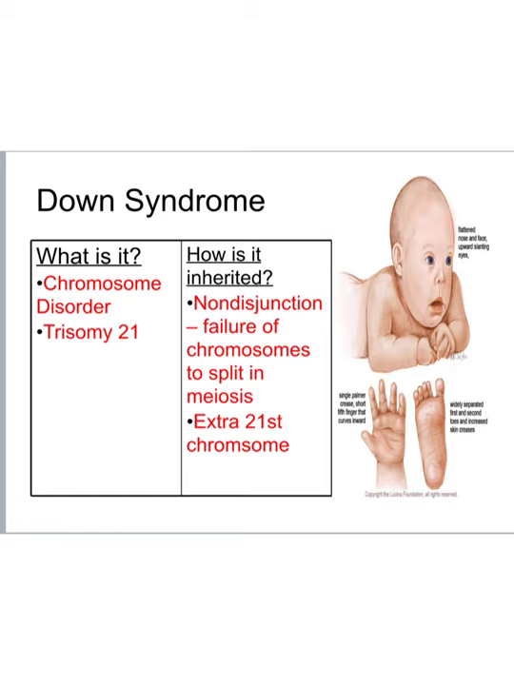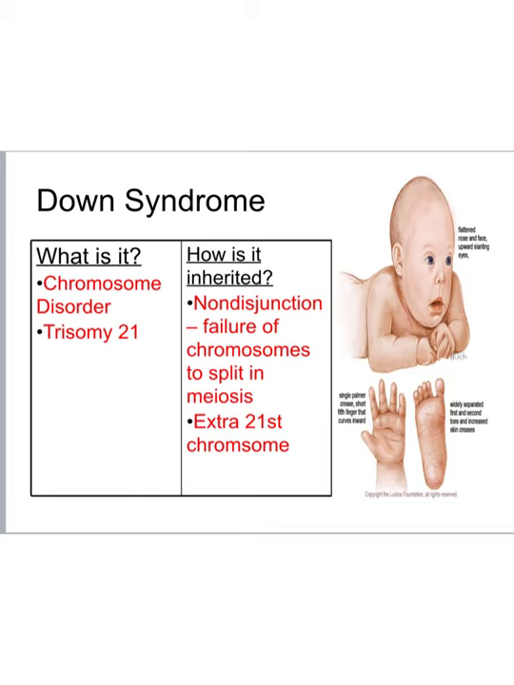So how is it inherited? It is caused by a mistake in meiosis. The chromosomes in anaphase are supposed to split, and the 21st chromosome doesn't do that. So it's called non-disjunction. Non-disjunction is a process, it's a mistake. It's a failure of those chromosomes to split in the anaphase of meiosis. And so that causes that third extra copy of chromosome number 21.